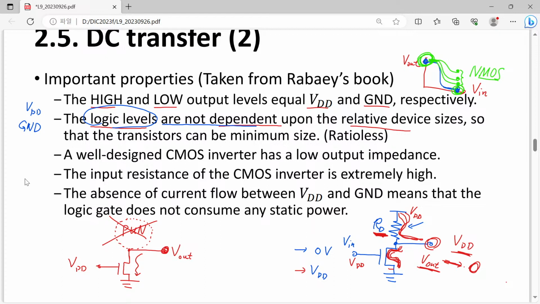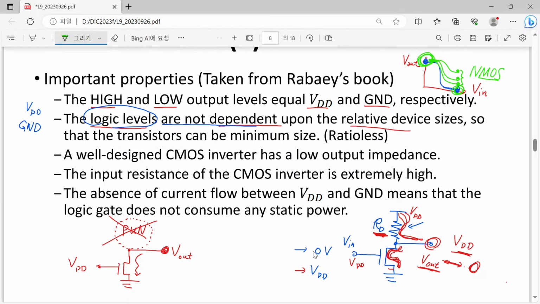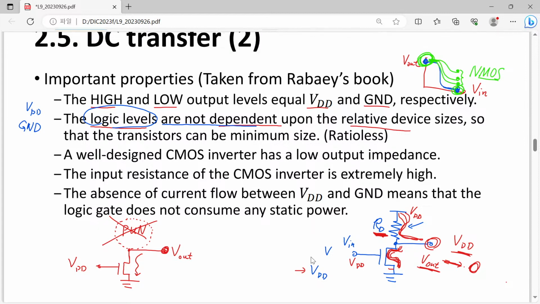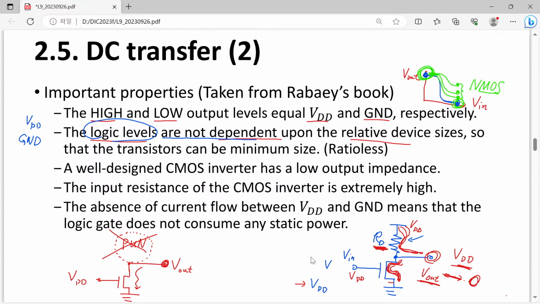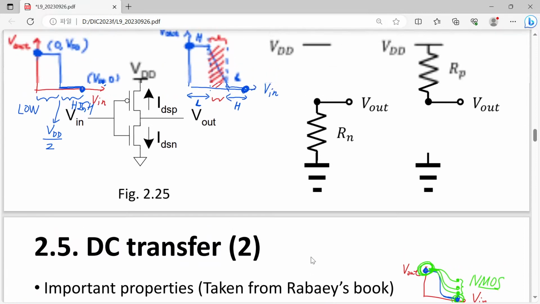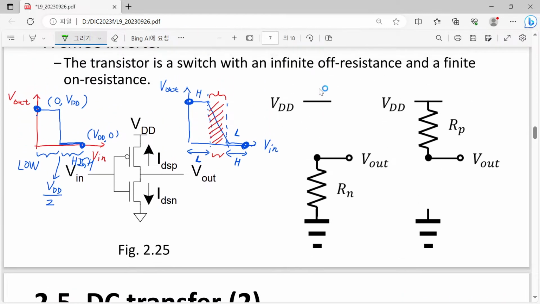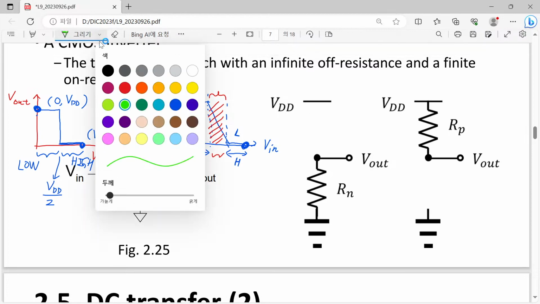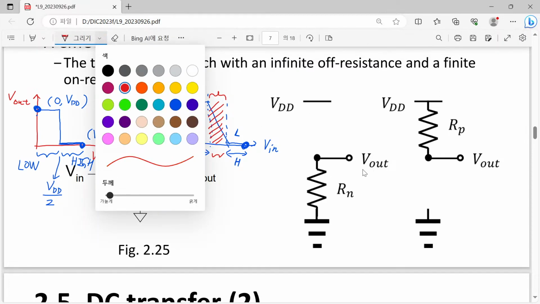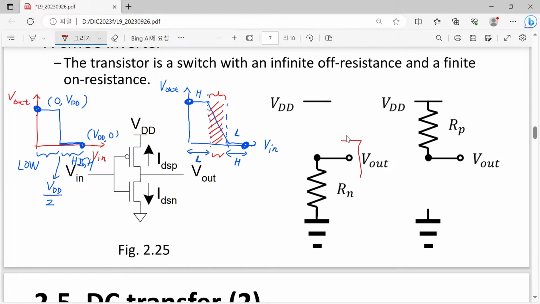So then let's go to the third one. A well-designed CMOS inverter has a low output impedance. So let's just consider it. I think that this can be well explained by these graphs. So let's go to our graphs here. The output impedance simply means the impedance seen from this output node. Then what is seen from this output node? Of course we will have a very high impedance through this VDD.